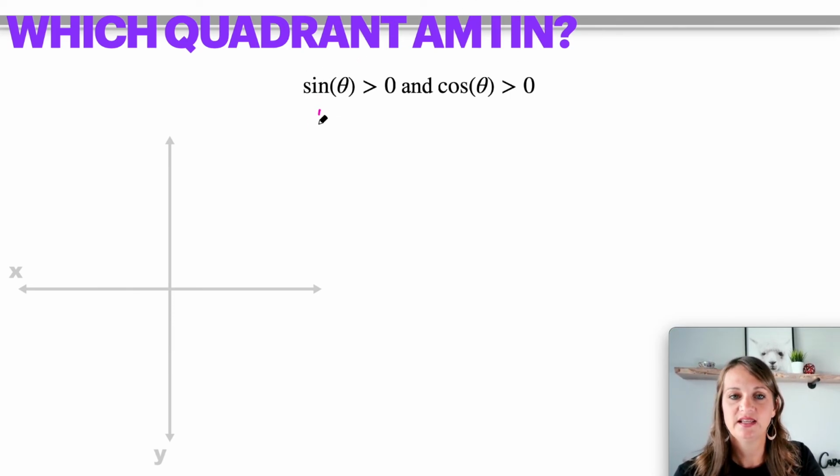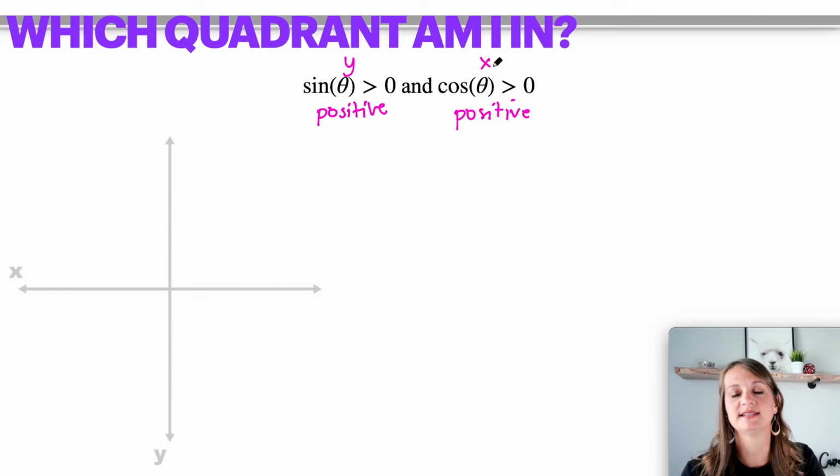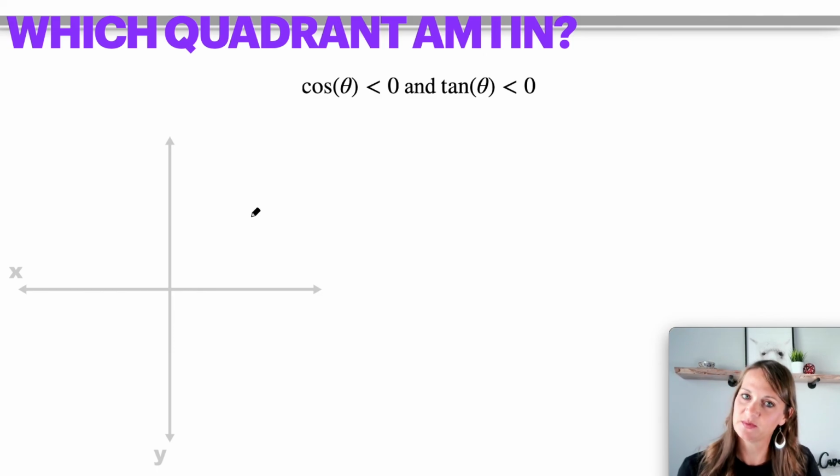So sine is positive because it's greater than 0, and we know sine represents y's. Cosine is also positive because it's greater than 0, and it represents the x. So where are x and y both positive? In quadrant 1. So in this one, pause it, and then resume.